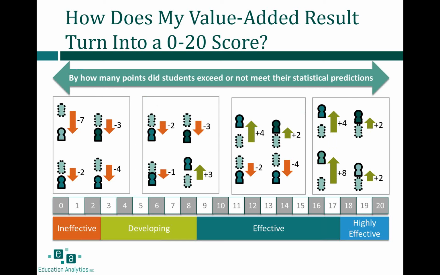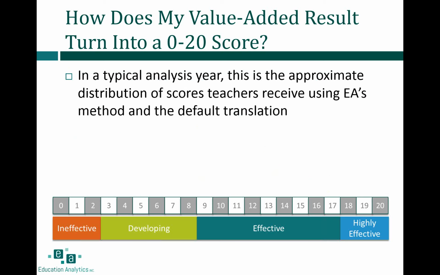And by how many points students exceeded or did not meet their statistical predictions determines how far away from average, how far away from 13, that score will lie. How did that turn out in our analysis here in New York?